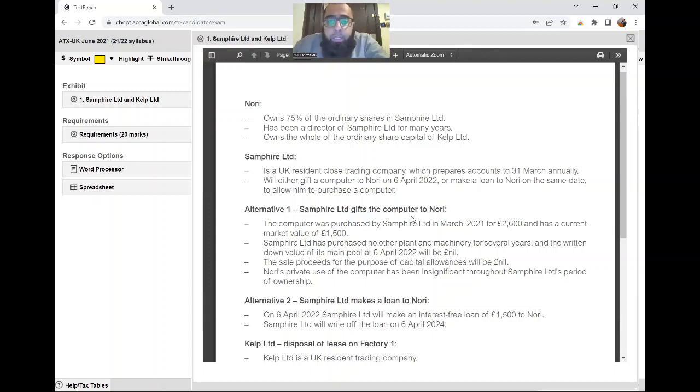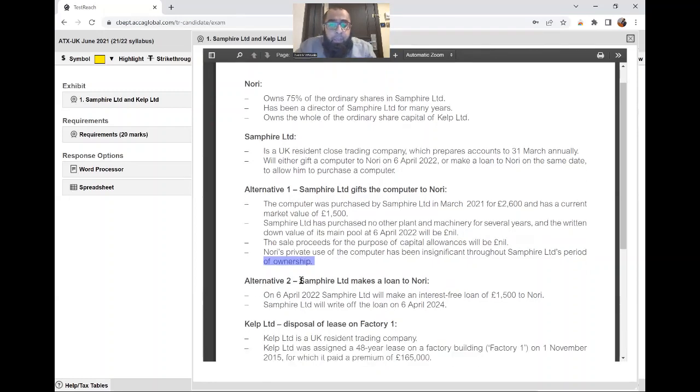Now, alternative one: Semfire Limited gives the computer to Noori. The computer was purchased by Semfire Limited in March 2021 for £2,600 and has a current market value of £1,500. Semfire Limited has purchased no plant and machinery for several years, and the written down value of its main pool at 6 April will be nil. The sale proceeds for capital allowance purposes will be nil. Noori's private use of the computer has been insignificant throughout Semfire Limited's period of ownership. So this is some detail given about alternative one.